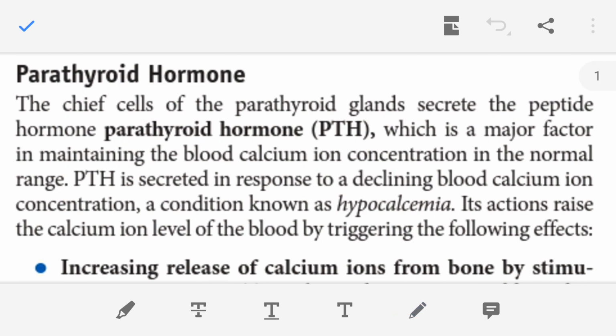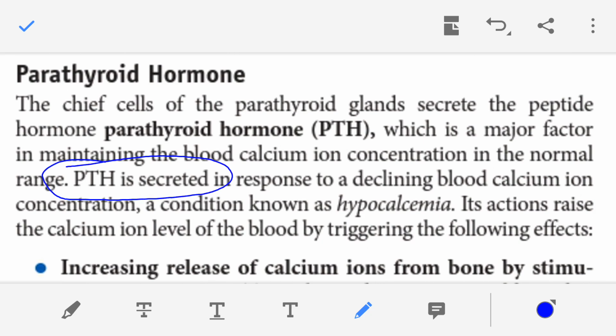Now, in which circumstances, in which condition is this PTH secreted from the parathyroid gland? So, when the concentration of calcium ion in the blood is declining, that time PTH is secreted, and the decline in calcium ion concentration in blood, that condition is known as hypocalcemia. So during hypocalcemia, this PTH is secreted by chief cell.